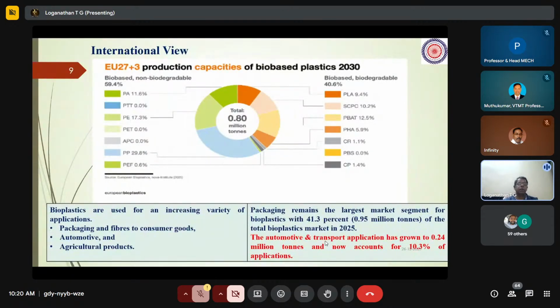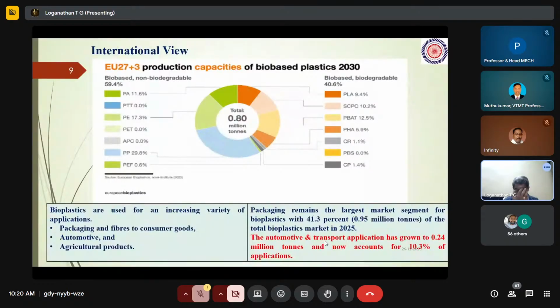And the projected consumption by around 2030 is going to be 0.80 million tons. So around 0.5 million tons is going to be added. This gives us a picture of how the utility of biocomposites is going to be enhanced throughout the globe. Bioplastics are used for an increasing variety of applications. These are the three major areas: packaging and fiber to consumer goods, automotive, and agriculture. Packaging is a very vast field where people in Western countries preserve food material. They are not using synthetic material, they are using biomaterial. So that is one of the major areas.